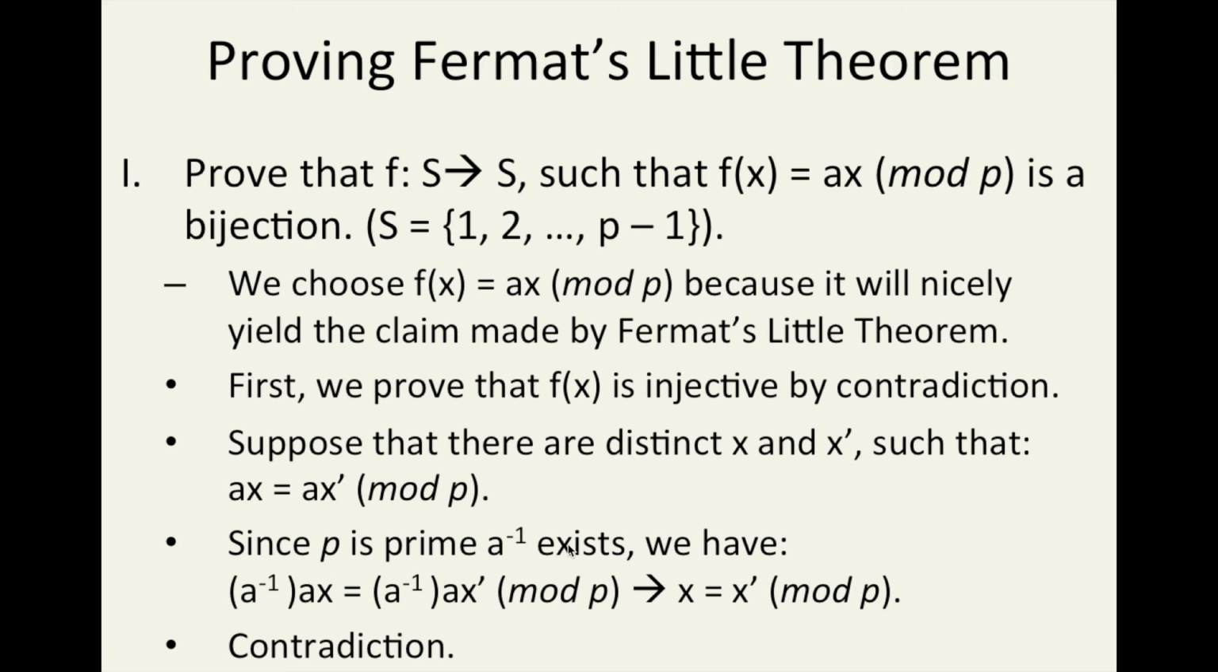So by contradiction, there must only be a single value that can map to a single f of x. So if you have two numbers that gave the same value f of x, specifically ax mod p, then they have to be the same exact number x. You can't have two different values of x that will give you the same ax mod p.